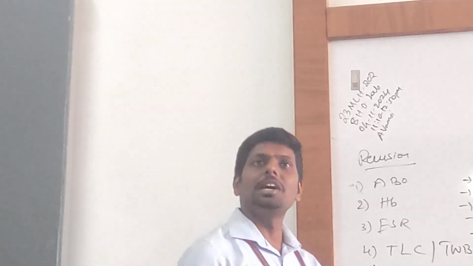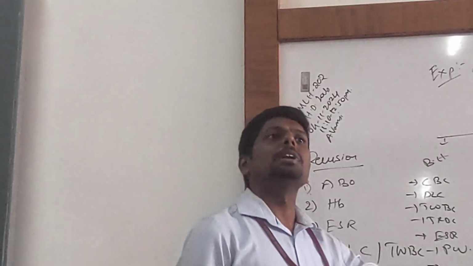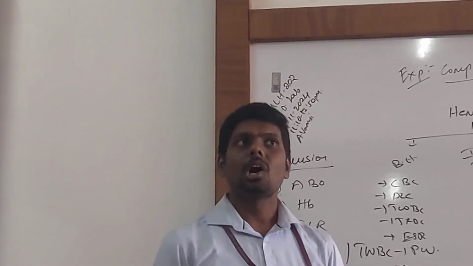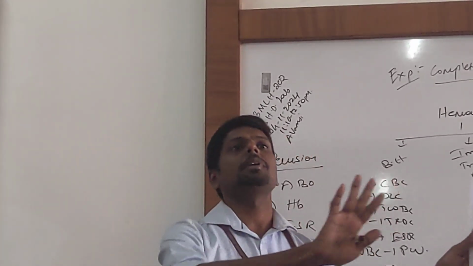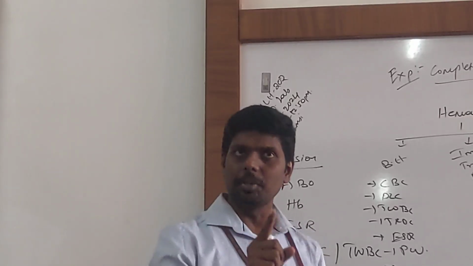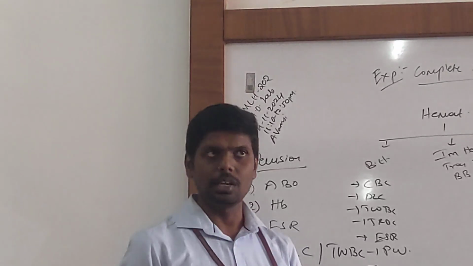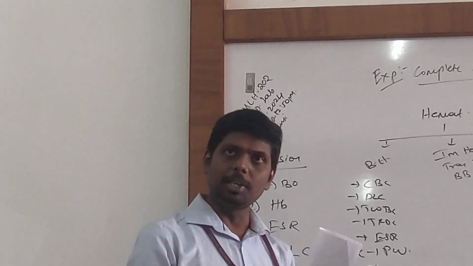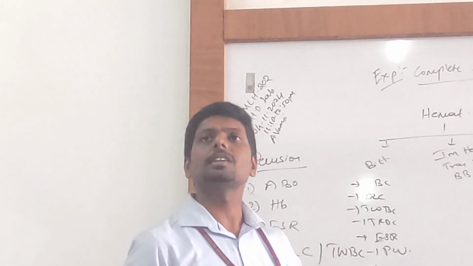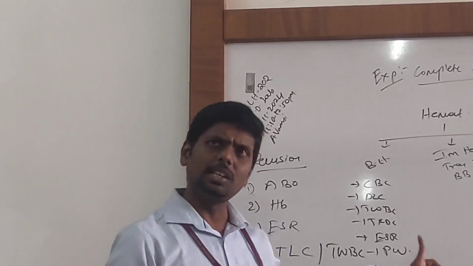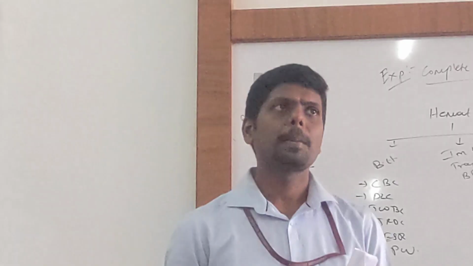Listen, it is the plasma to red blood cell ratio. How much plasma we have and how many red blood cells we have. Plasma to red blood cell ratio is called packed cell volume. Is it clear? What is the significance of PCV?